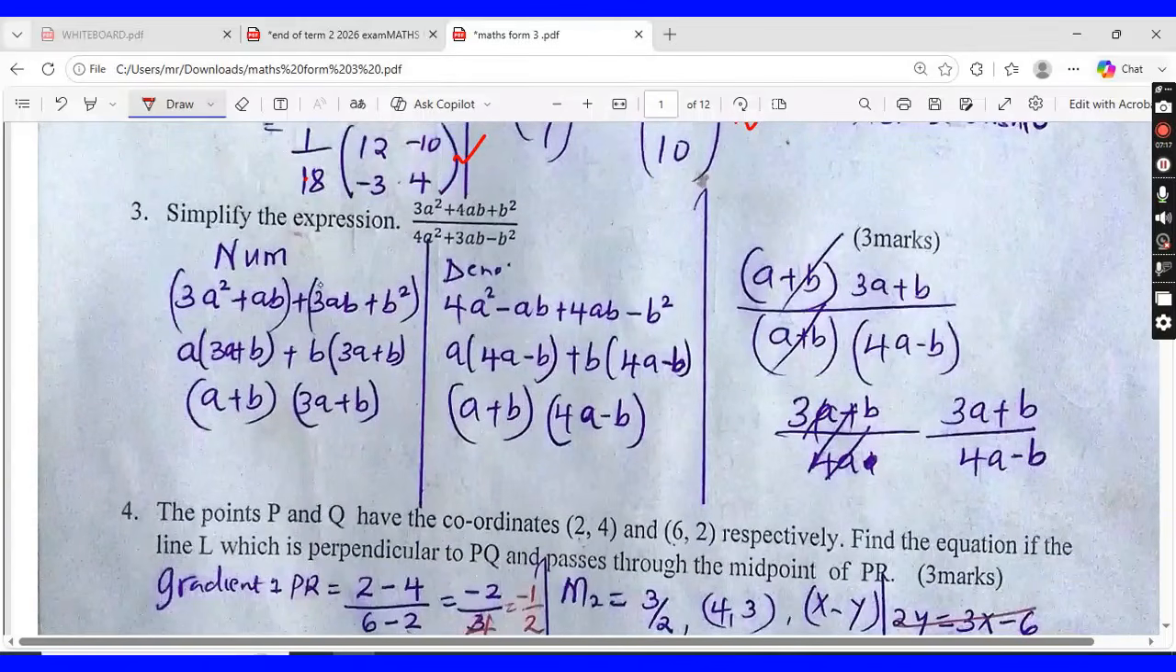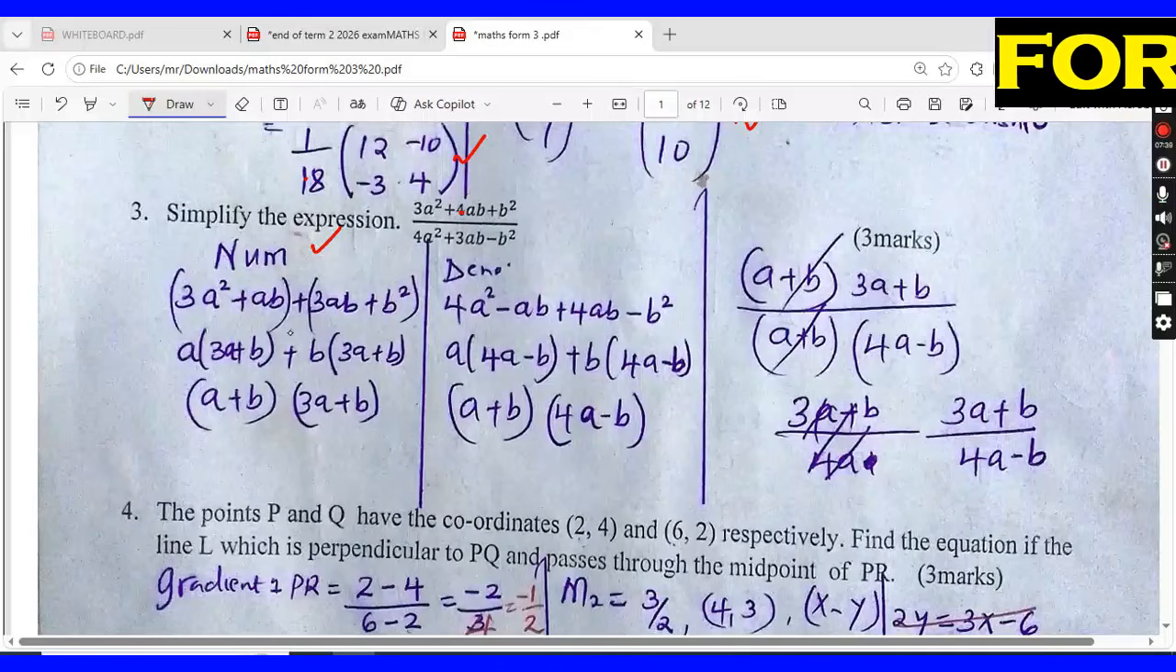Now you write the numerator. What are the two numbers? It is 3 and 1. Let's look at 3 and 1. So 3, because the sum is 4. Yes, 3 plus 1 is 4, and 3 times 1 is 3. Yes, that is the number.